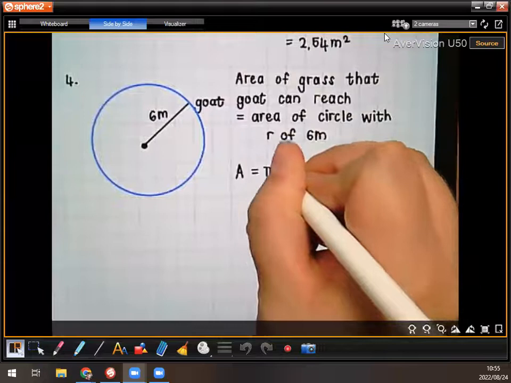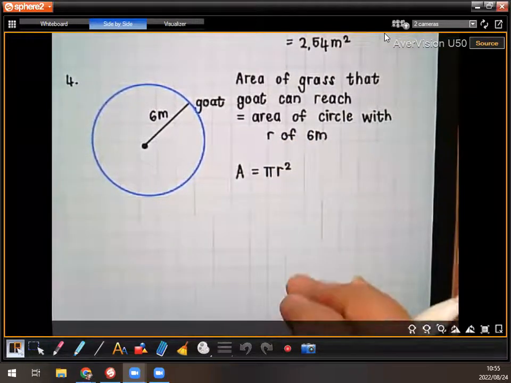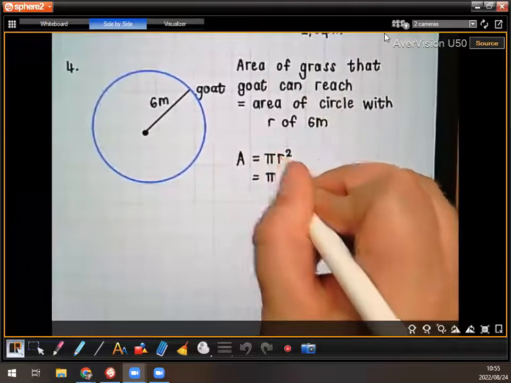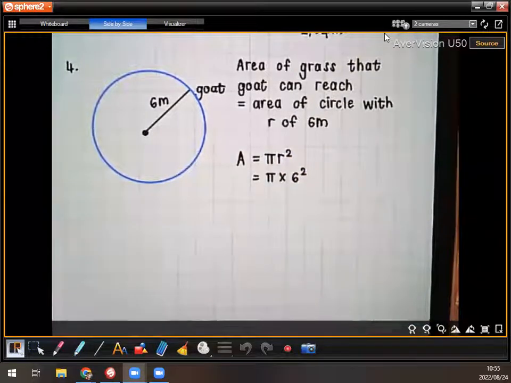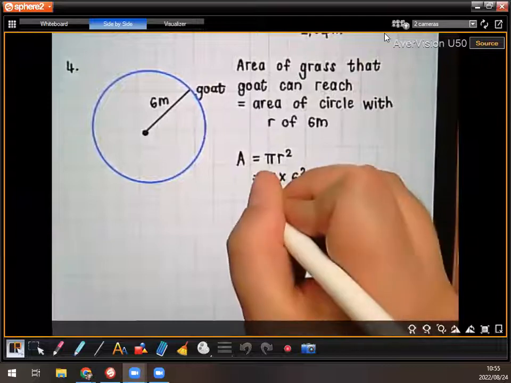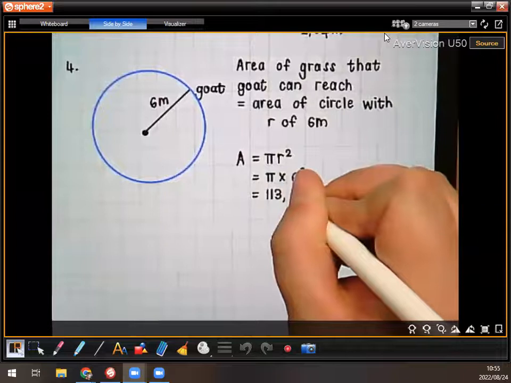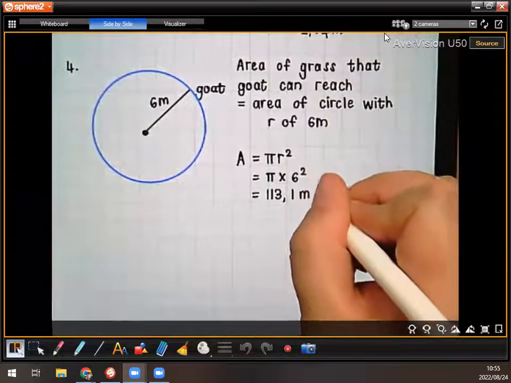So again, because it's the area of a circle, we know that it's pi radius squared. So we're going to say pi times 6 squared, and then we'll just work out what that is. That is 113.097, and this is meters squared.